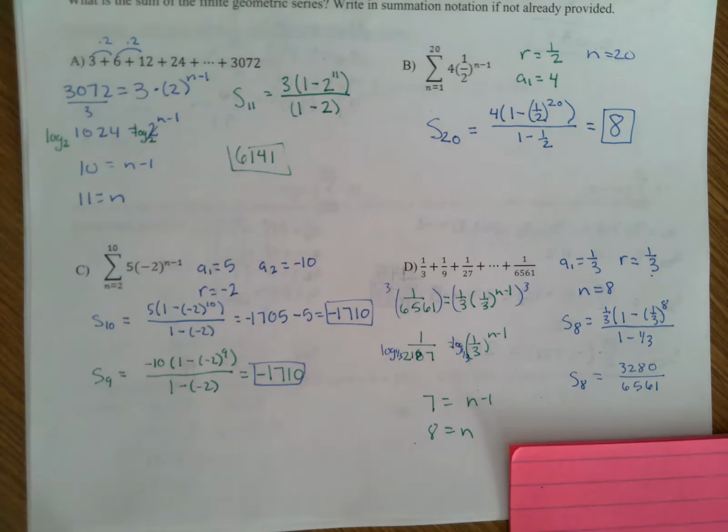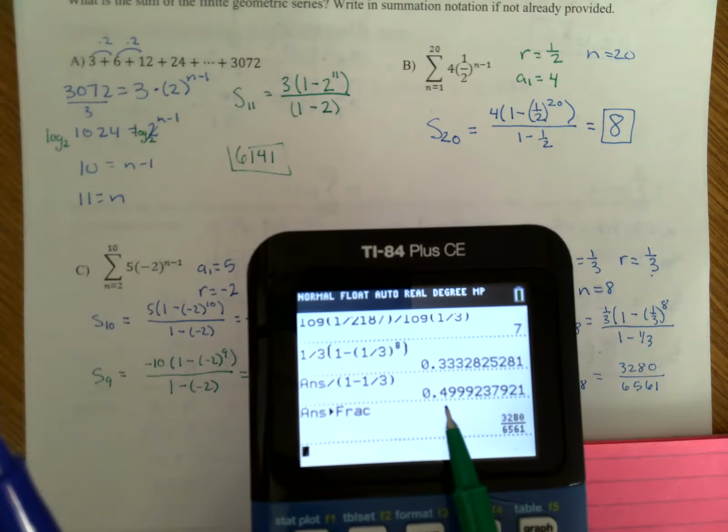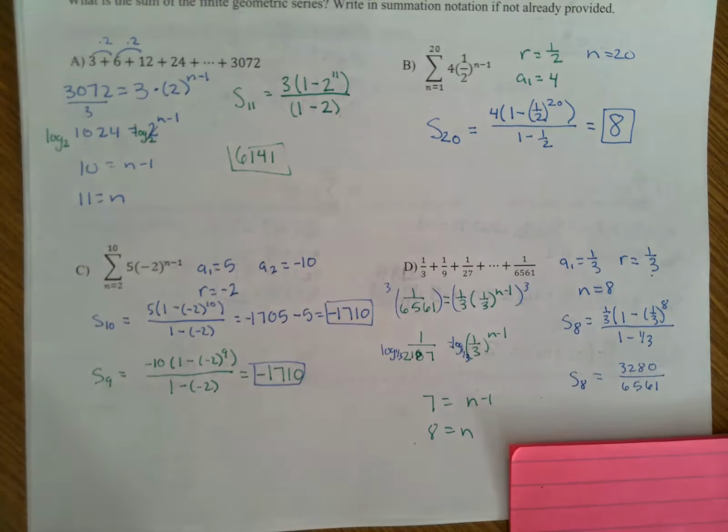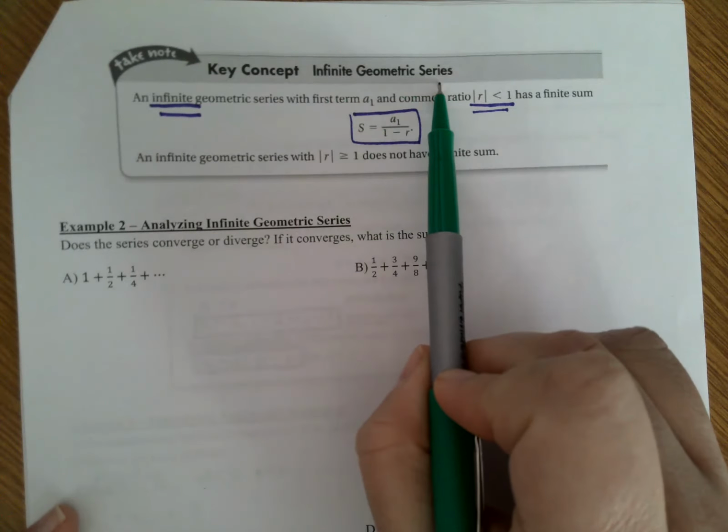If you were to round that, that would be 0.5. I'll show you. This is 0.49999. So again, that's very close to 0.5. And that's actually going to bring us to an infinite geometric series.